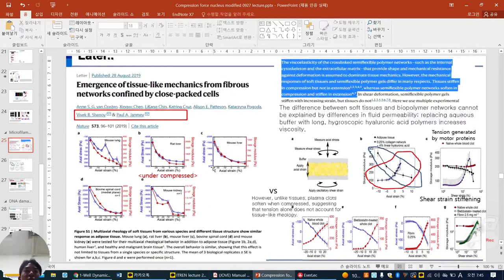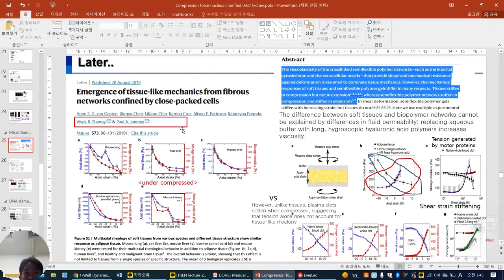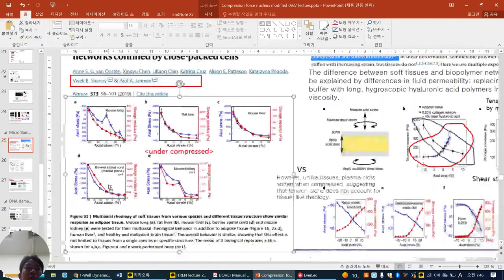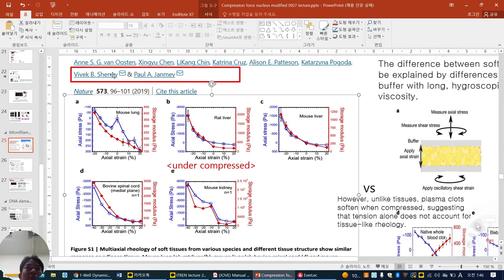So after this paper, the Paul Janmey group published in Nature two years ago. So this is a very interesting paper. They don't have much cell data, but the concept is very important. Emergence of tissue-like mechanics from fibrous networks confined by close-packed cells. Yeah, published by Vivek Shenoy and Paul A. Janmey, Penn group.